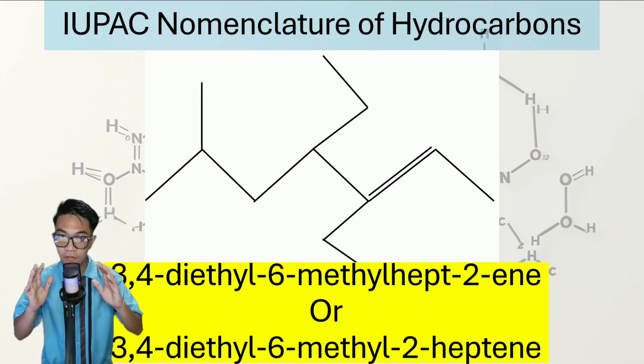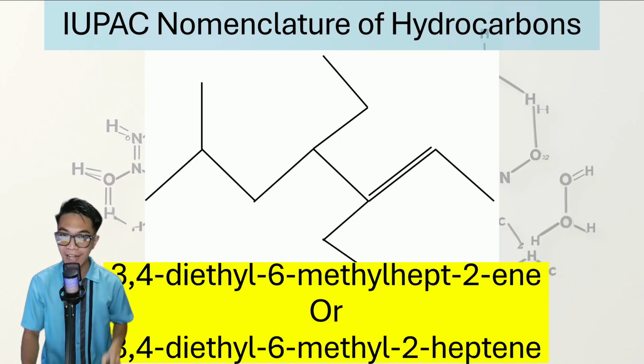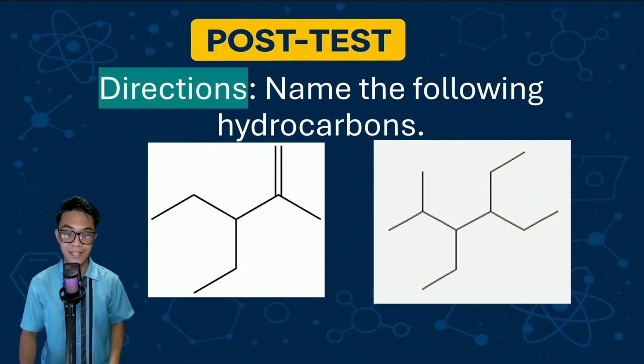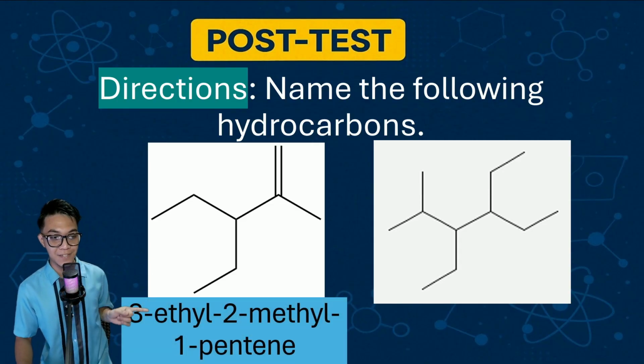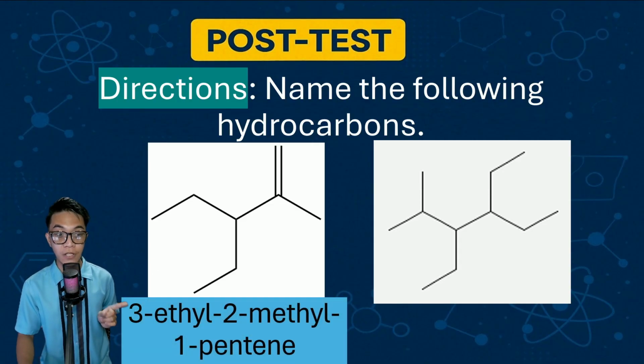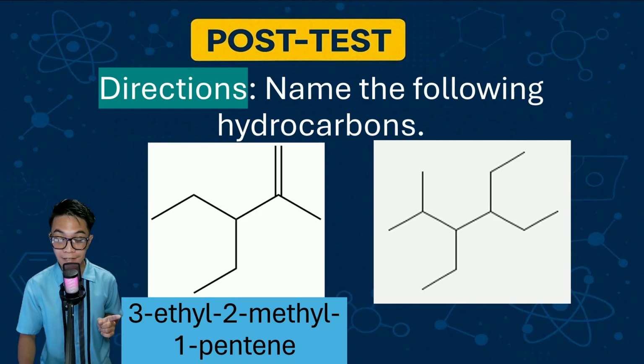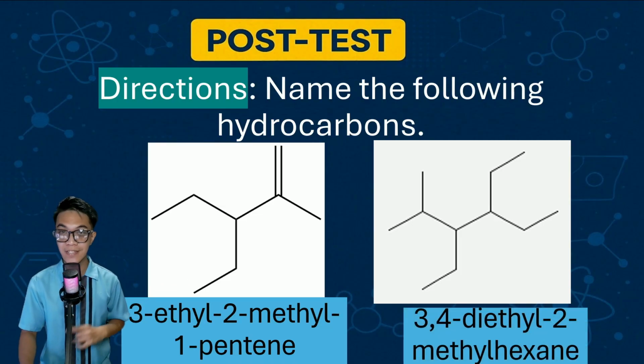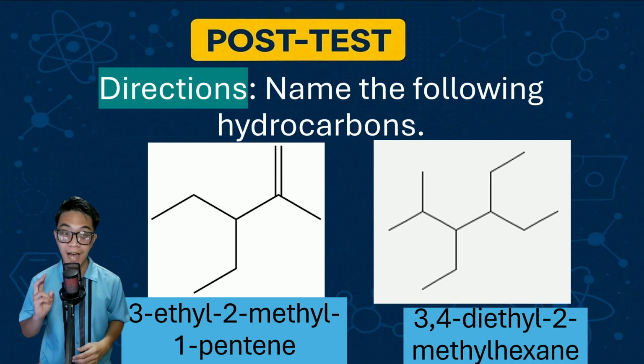Alright, thank you for listening till the end of this lesson. I'll now reveal the answer to our pretest. The names of these following hydrocarbons are this one, 3-ethyl, 2-methyl, 1-pentene, and the other one is 3,4-diethyl, 2-methylhexane, since it's an alkane, and the other one is an alkene.